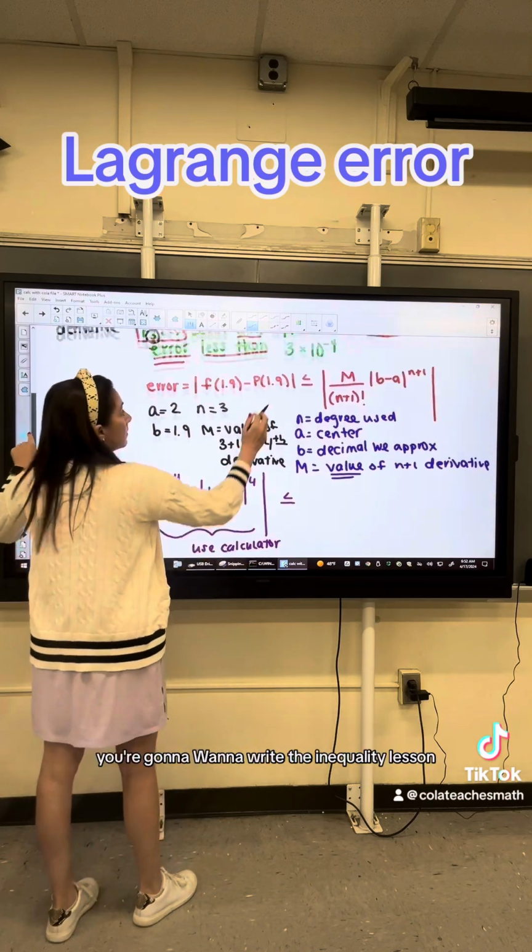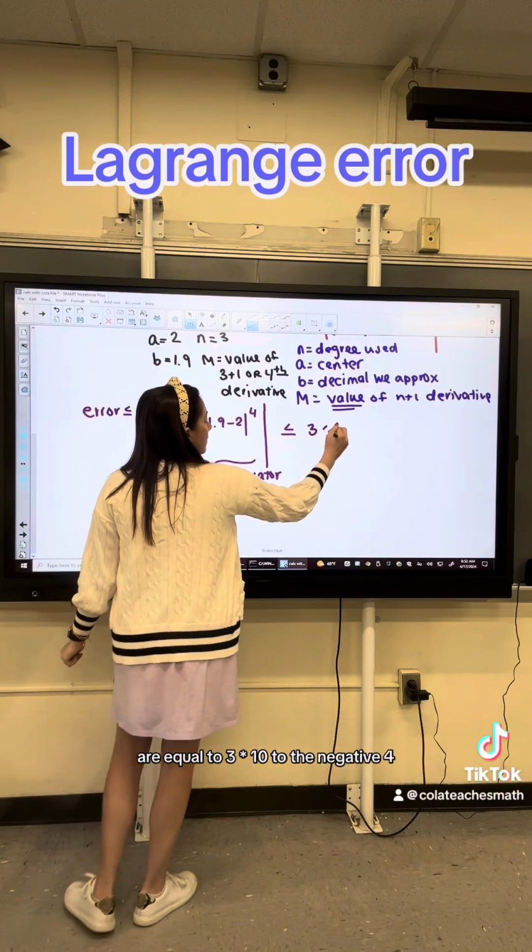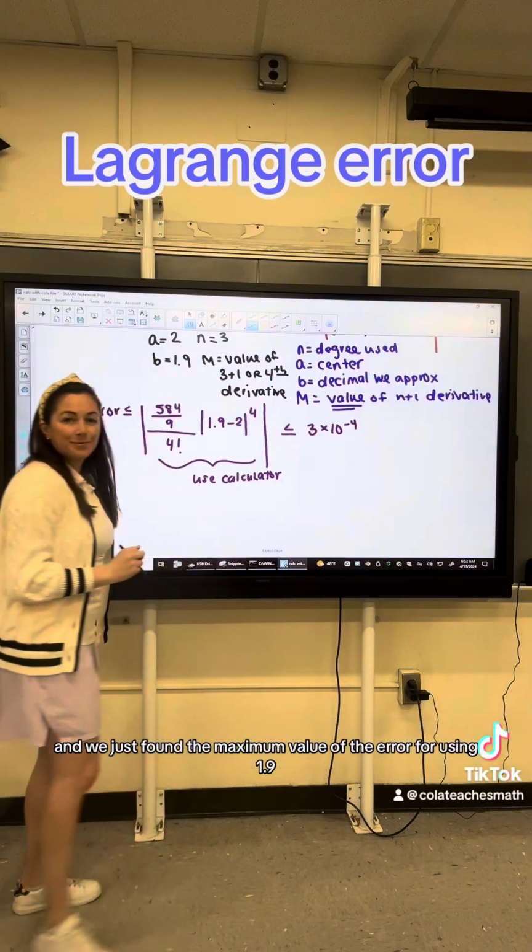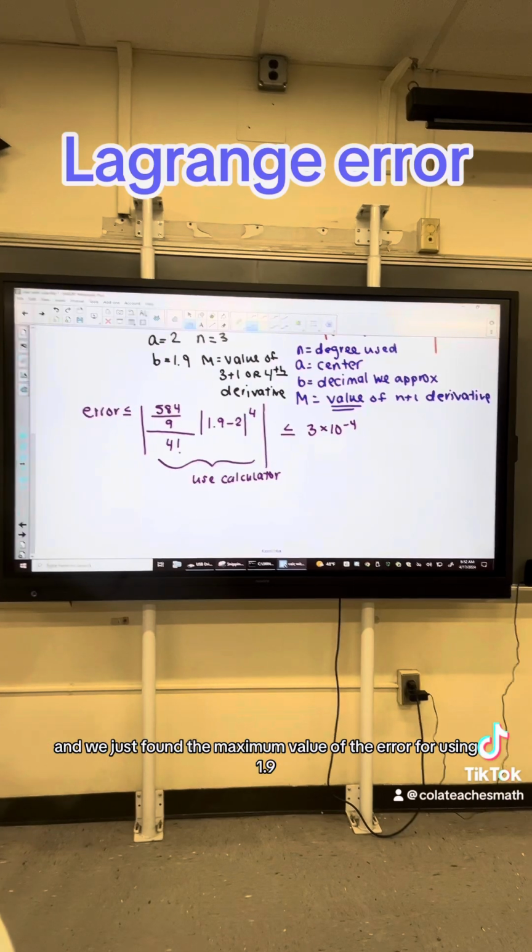So on the AP exam, you're going to want to write the inequality less than or equal to 3 times 10 to the negative 4, and we just found the maximum value of the error for using 1.9.